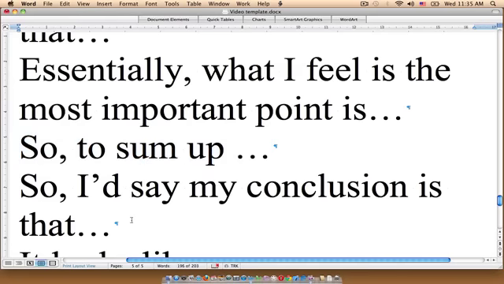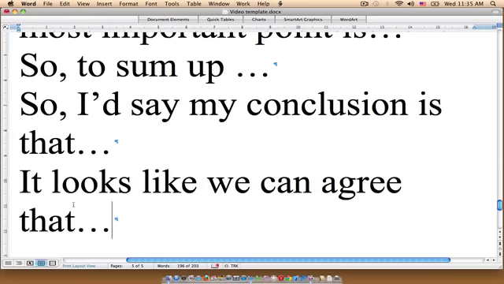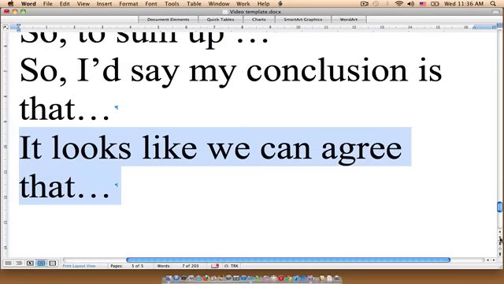So I'd say my conclusion is that... It looks like we can agree that... Now, of course, this is probably something that you would use in part 3 of the speaking exam when you're talking with your examiner. If there's some area that's common between the two of you, or an opinion that you both share, you might want to use a phrase like, "Oh, it looks like we can agree that living standards in Dubai are very high," or whatever.